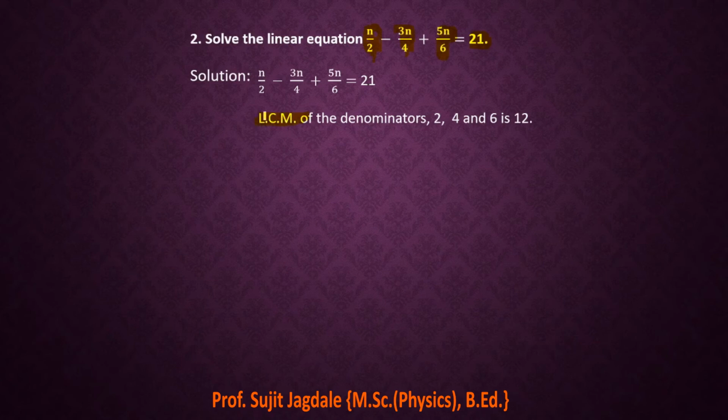Now here that LCM is very small because we have to count the 2, 4 and 6 tables, and in all these tables 12 is the number which is common. So you know that 6 2s are 12, 2 6s are 12 and 4 3s are 12. So 12 is the least common multiple which is taken for these denominators 2, 4 and 6.